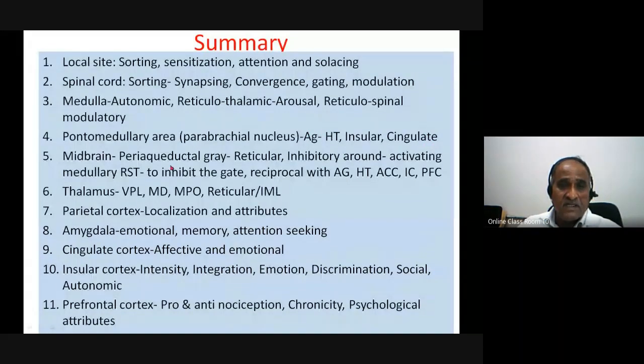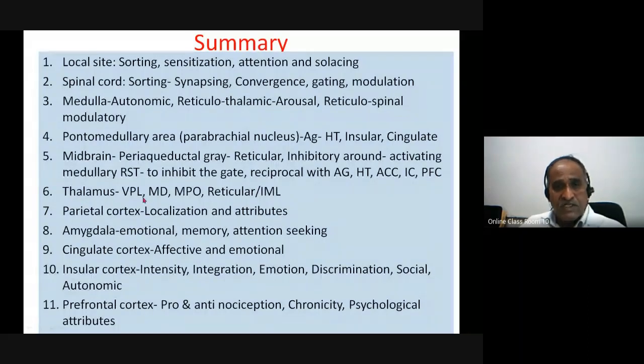The midbrain, the periaqueductal gray and the reticular system, they would be inhibitory because of the enkephalinergic neurons, and activate the medullary reticulospinal tract to inhibit the gate. So that means they have reciprocal connections with the amygdala, hypothalamus, anterior cingulate cortex, the insular cortex, and the prefrontal cortex. That's about the midbrain.